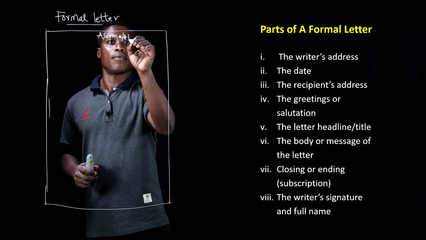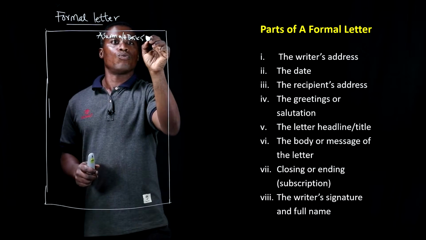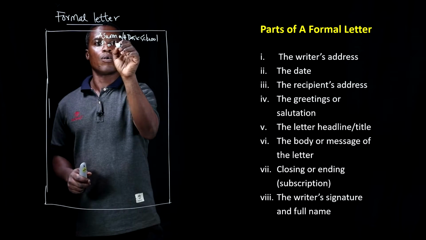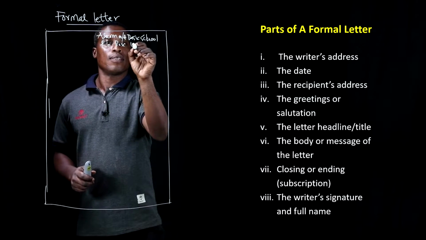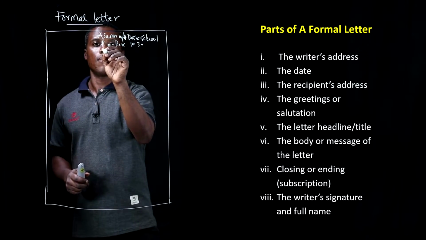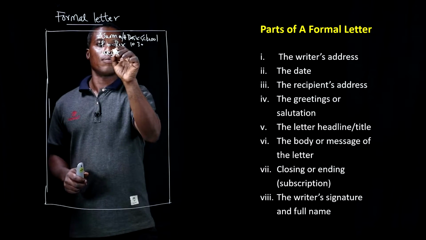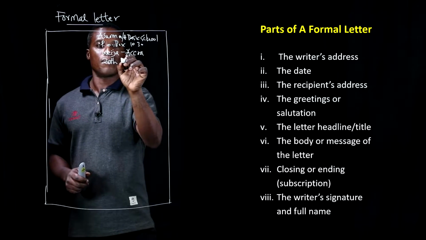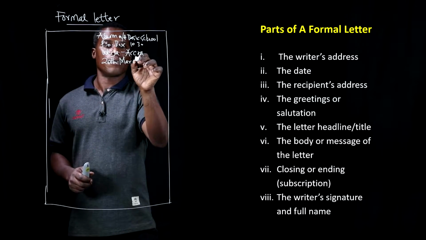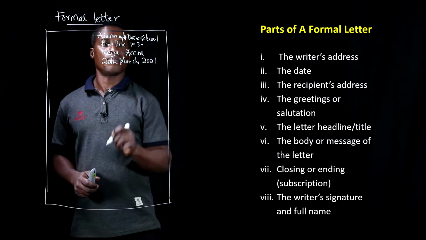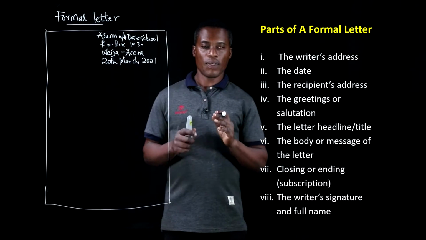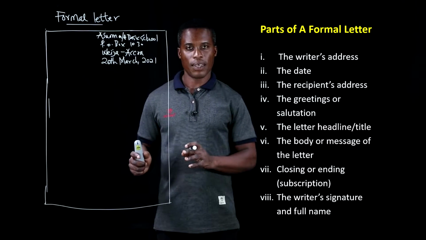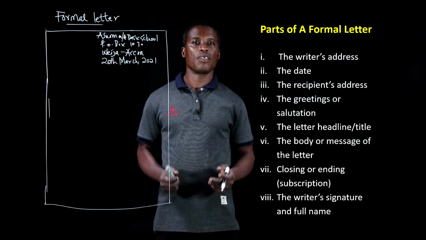Assume MA Basic School, P.O. Box 1030, Wager, Accra. Then I write the date as well. 20th March 2021. Very good. After this is the sender's address. This is my address. After this, then I will write the recipient address.